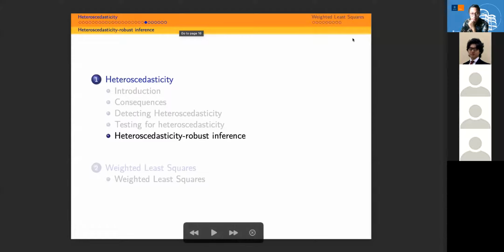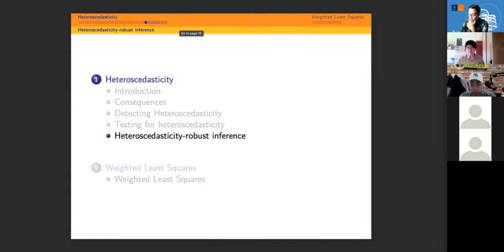All right. So the next subtopic is heteroskedasticity-robust inference. This is one of the solutions that we can use in the presence of heteroskedasticity.